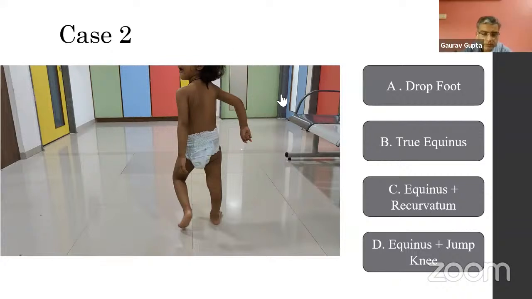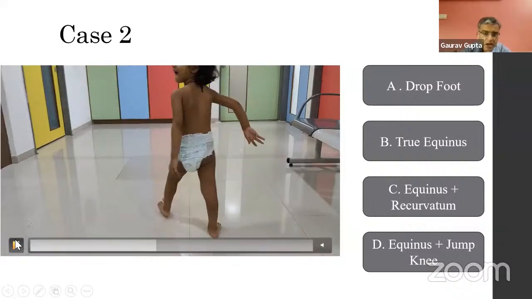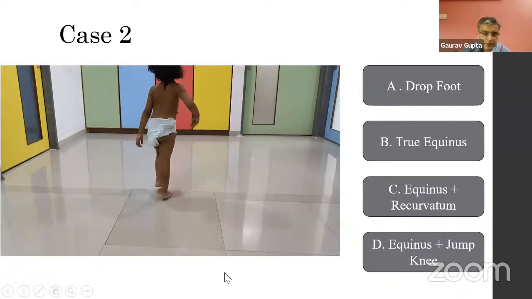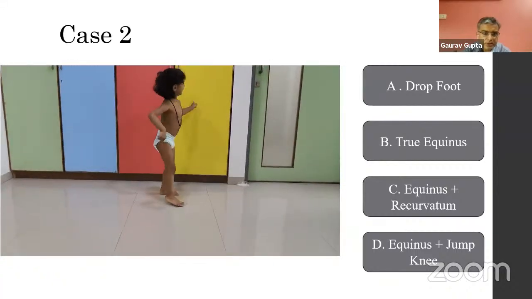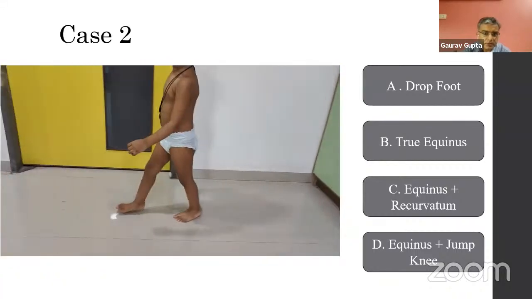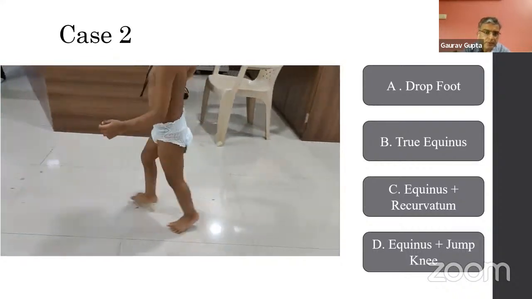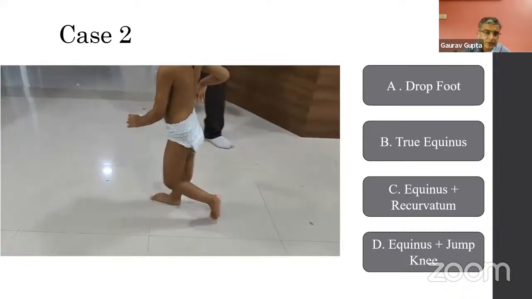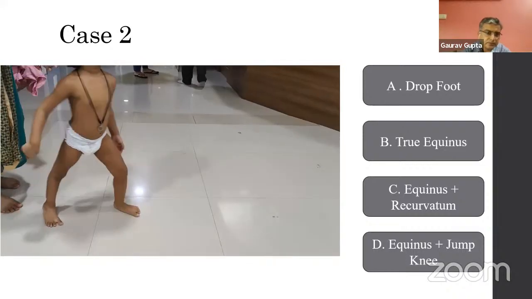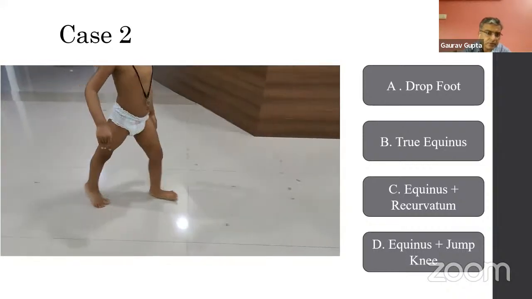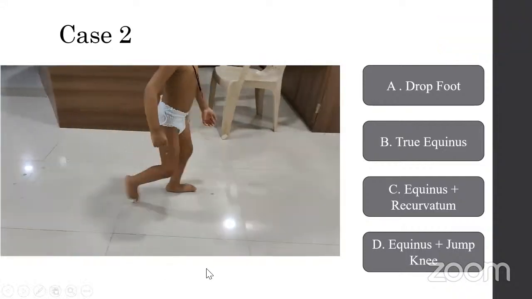Yeah, so we can see that there is hyperextension at the knee, and there is equinus. So this is very rightly type 2 hemiplegic, equinus plus recurvatum, we can call it. Here in the lateral view. Yes, sir.